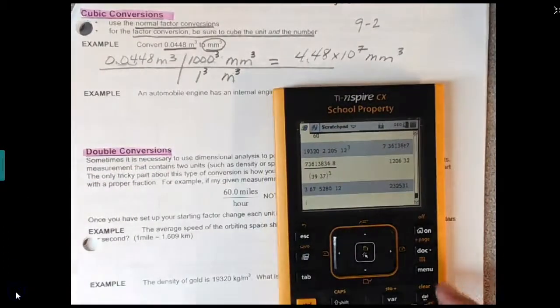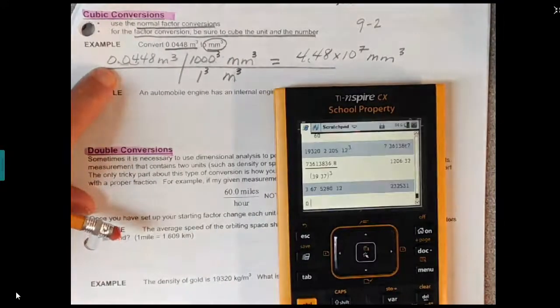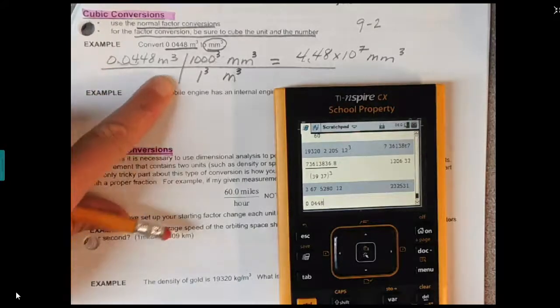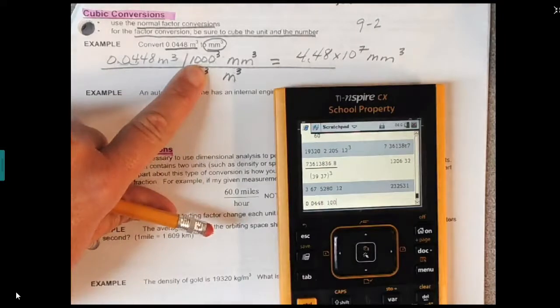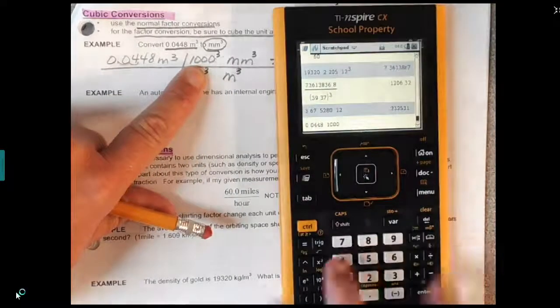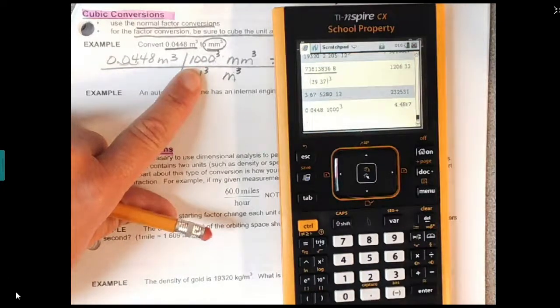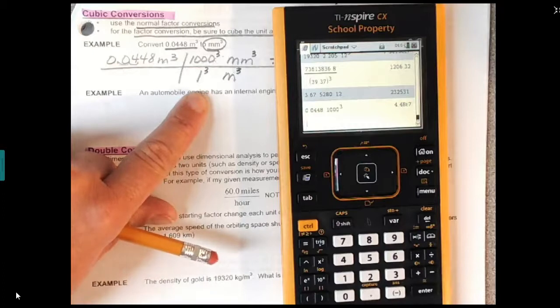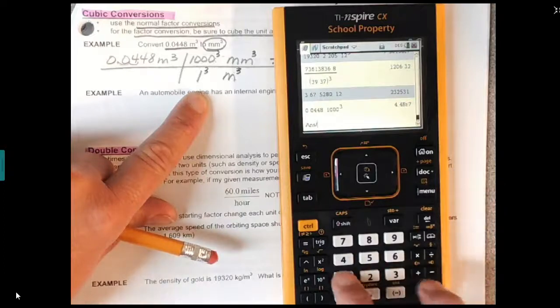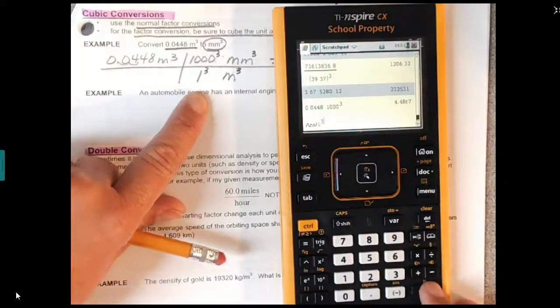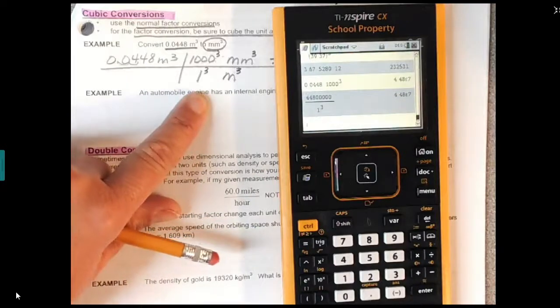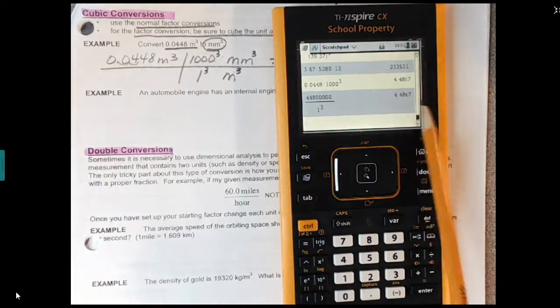Okay, so let's see how we would put this in our calculator. I like to go ahead and put my 0 point so that way I know I've done it correctly. 448, okay, times 1,000, and we're going to use this caret button right here to the third. And we hit enter. And then if you feel like you need to, you can divide by 1 raised to the third, but we know 1 times 1 times 1 is 1, so it's the same thing. So there's your answer, 4.48 times 10 to the 7th.